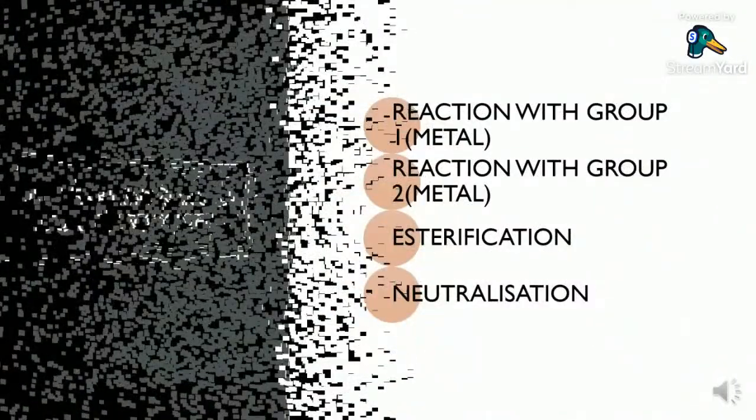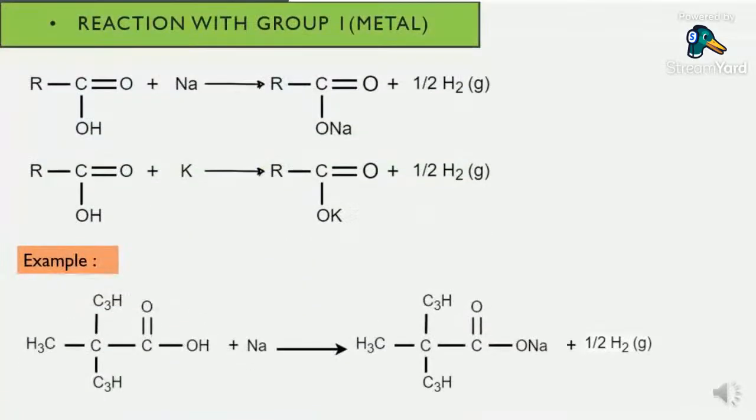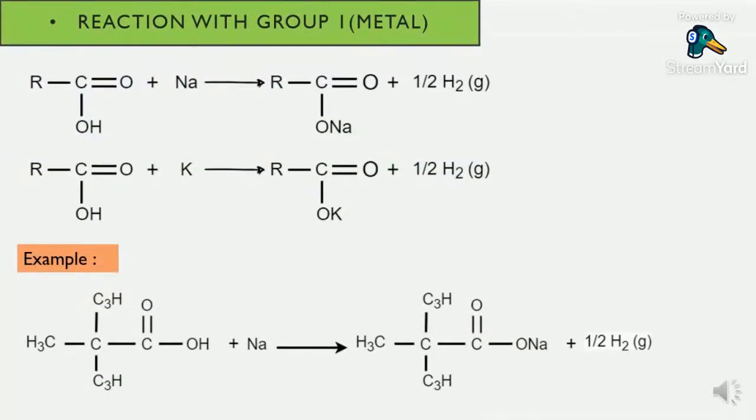Today I would like to present subtopic 7.5, chemical properties of carboxylic acid. Learning outcome for this subtopic. The first one, students must know the reaction between group 1 metal. Second one, reaction between group 2 metal. Thirdly, esterification, and lastly, neutralization. So the first one, reaction with group 1 metal.